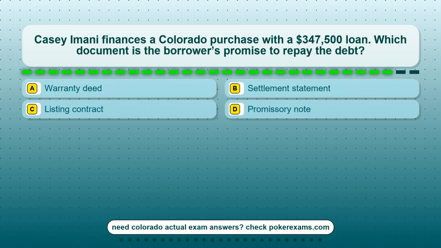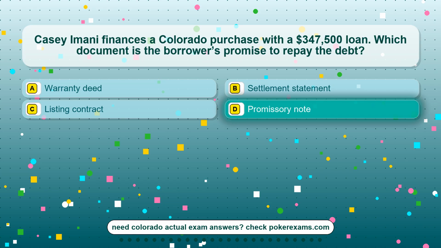Question 17. Casey Imani finances a Colorado purchase with a $347,500 loan. Which document is the borrower's promise to repay the debt? Option A. Warranty deed. Option B. A settlement statement. Option C. Listing contract. Option D. Promissory note.